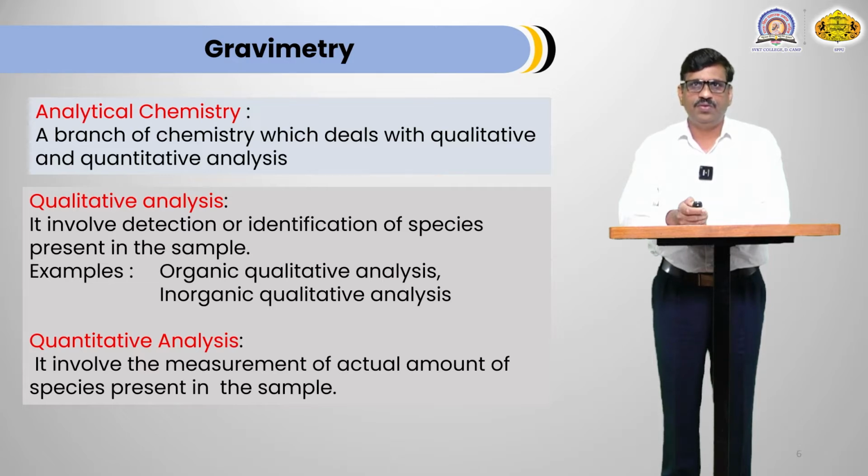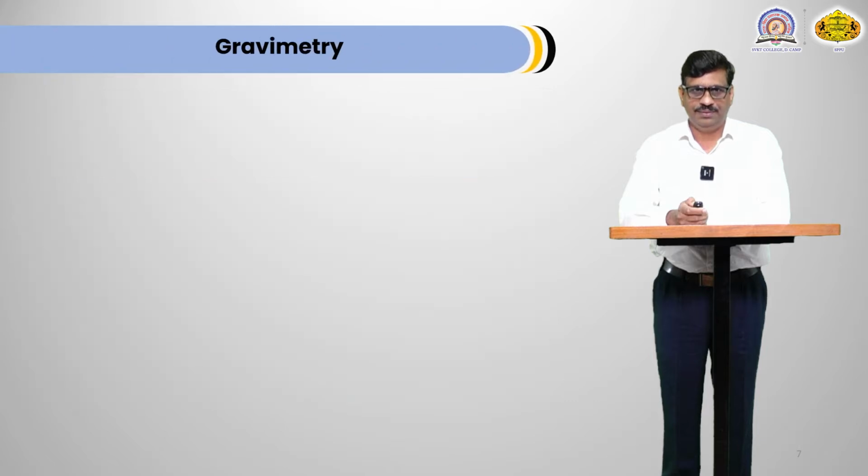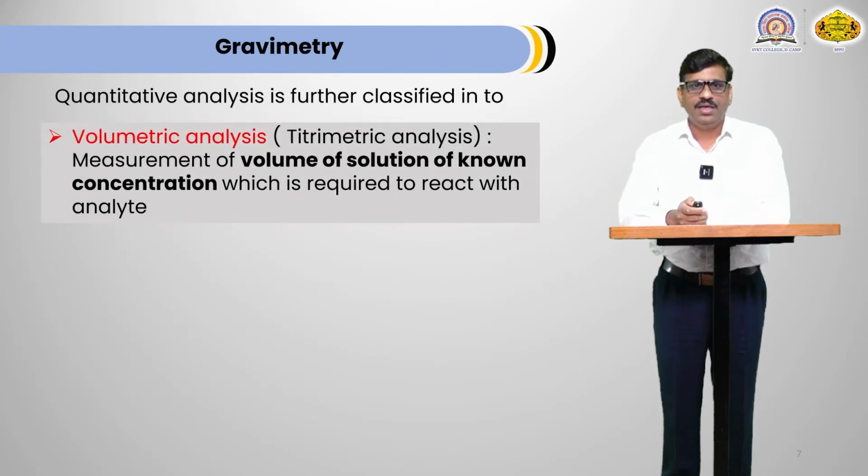These are examples of qualitative analysis. Now another thing that is included in analytical chemistry is quantitative analysis. In quantitative analysis, measurement of the actual amount of species which are present in the sample is determined. Now quantitative analysis is further classified into different groups. First group is volumetric analysis. It is also called titrimetric analysis.